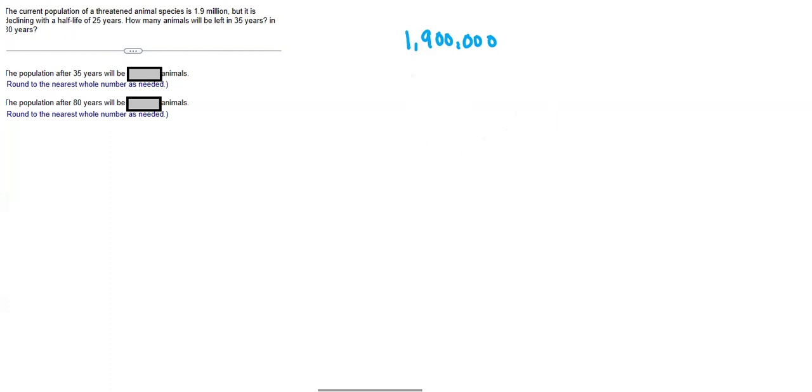I also don't see any percentages here, but I do see a half-life of 25 years. So this tells me I'm going to be using the half-life formula. So my half-life is 25 years.